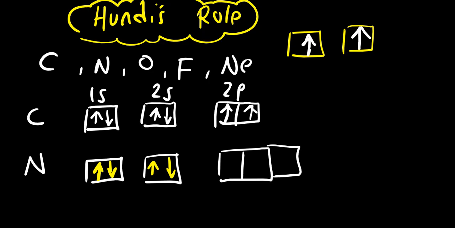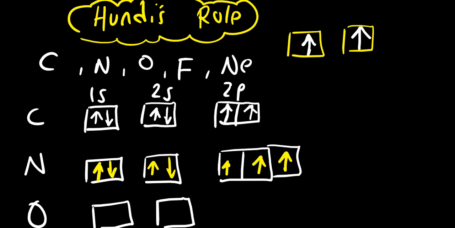So instead of us having 2 and 1 and leaving this blank, we are going to use Hund's rule. In this case, they'll all be in separate orbitals like that, because we said they prefer their own space. Now let's show oxygen. How are we going to show oxygen? Oxygen has 8 electrons.